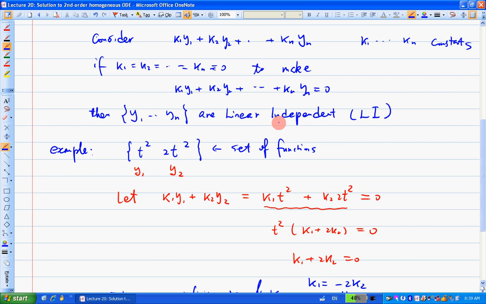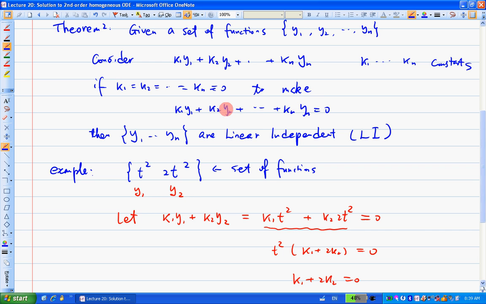If they're linearly independent, what's your choice? Your choice is that this equals 0, this thing equals 0, is the only choice. Constant, if this equals 0, is the only choice to make this expression equal to 0. Then they are linearly independent, right?